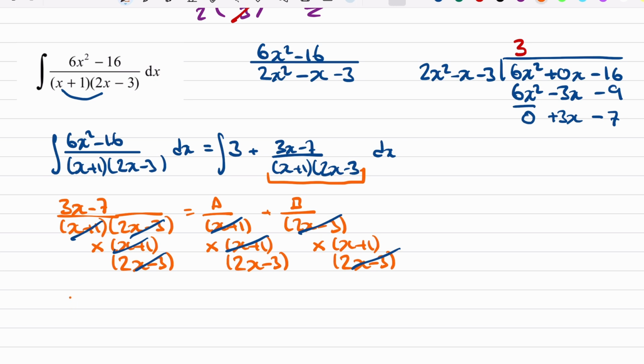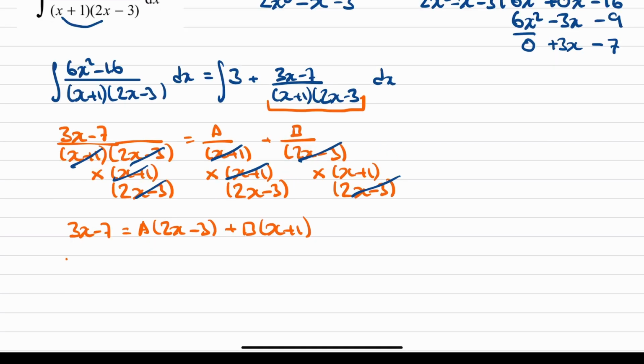So we're left with 3x minus 7 is a multiplied by 2x minus 3 plus b multiplied by x plus 1. Now to work out a and b, we need each of these brackets to equal 0. If we let x equal negative 1, we'll eliminate this b term. So we'll get minus 3 take away 7, which is negative 10. That will equal negative 2 minus 3, so negative 5 times a, so therefore a will equal 2.